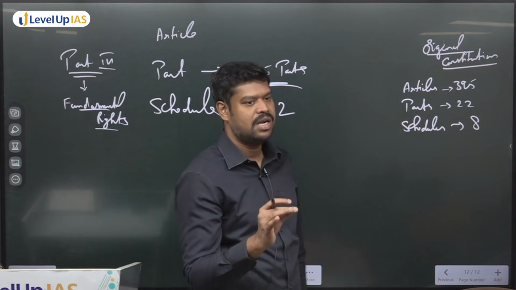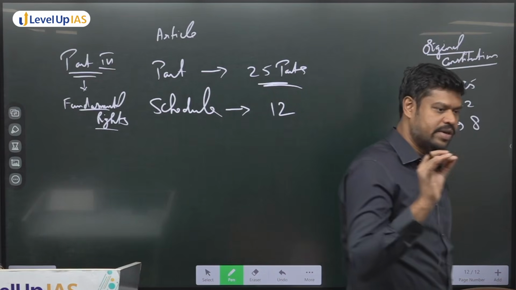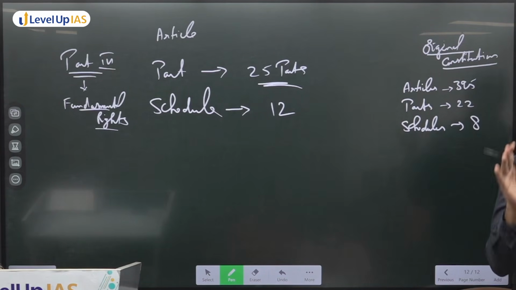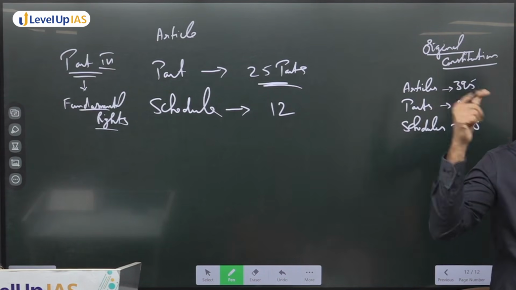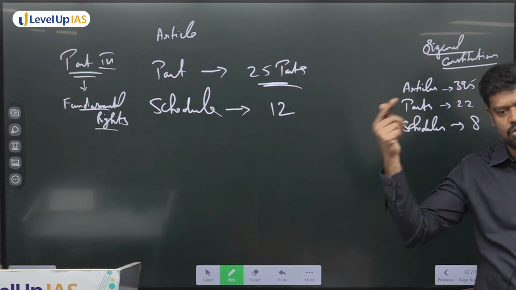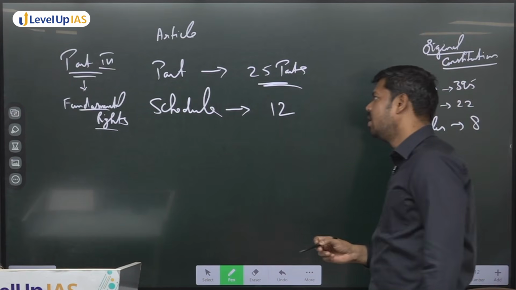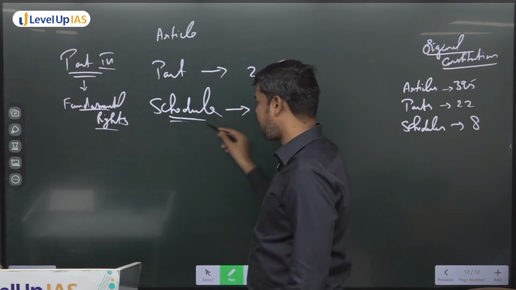So what is an article? An article is a specific rule. And what is a part? A part is a collection of rules related to a specific matter or related to a common theme, or you can say it is related to a common matter or common theme. Now, what do you understand by a schedule?